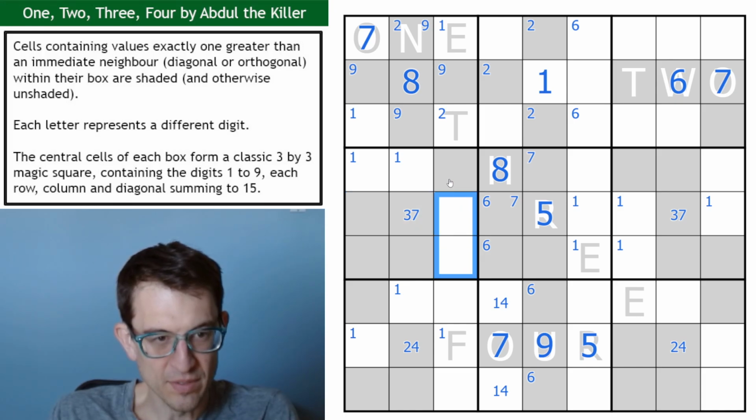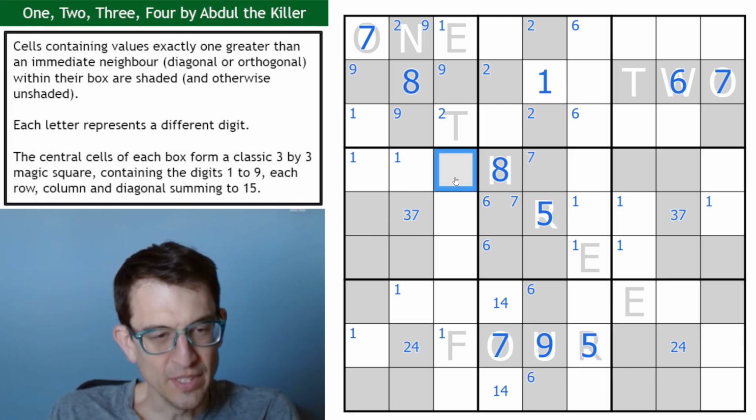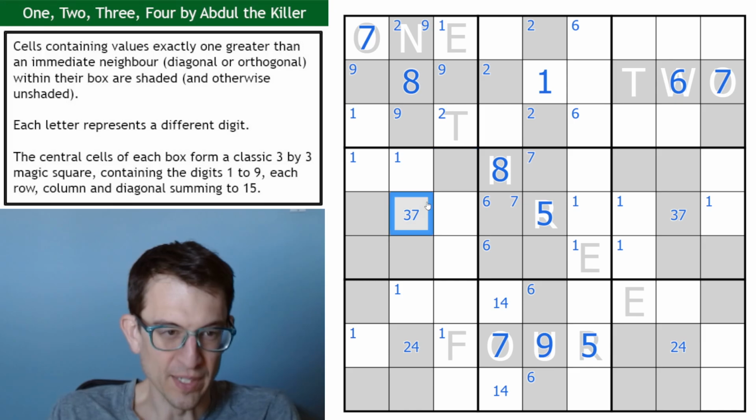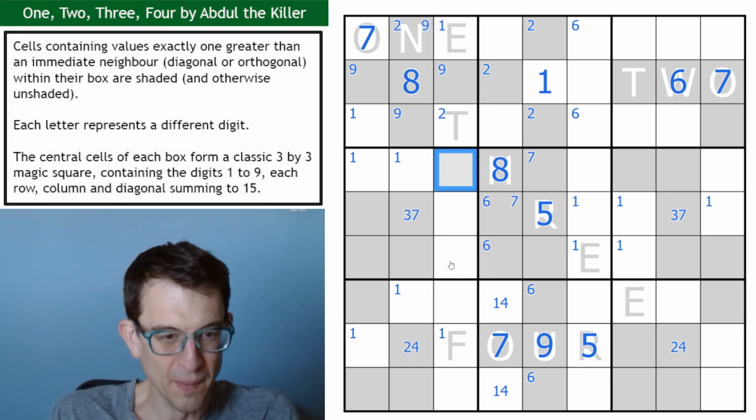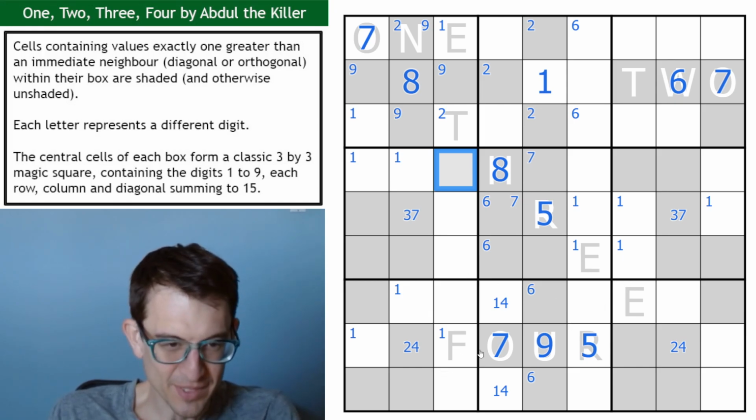Yeah, 8, 7 is possible. Actually, this is kind of hard. It could be 4, I guess, because it can't be 8. So this is next to one of those, or it's 4. I'm just getting silly. Okay.